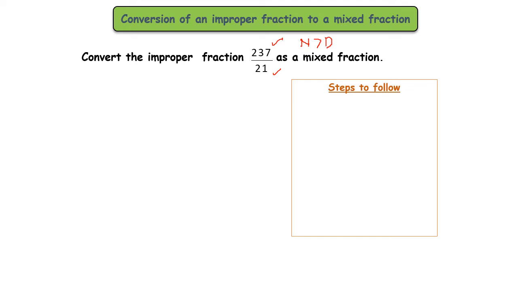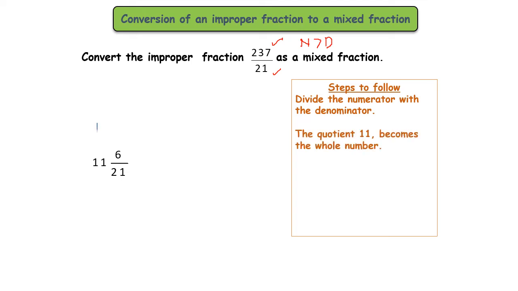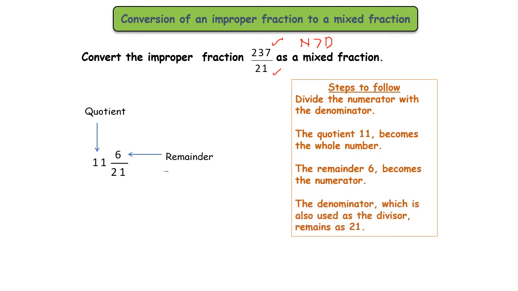This requires your division knowledge. Have you done division in lower grades? So divide the numerator by the denominator simply. If we divide the numerator by the denominator, I'll get a quotient and a remainder. The remainder will become the new numerator and the denominator will be the same. So this is the whole.